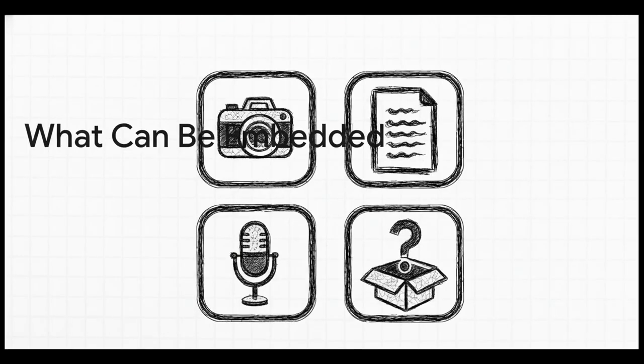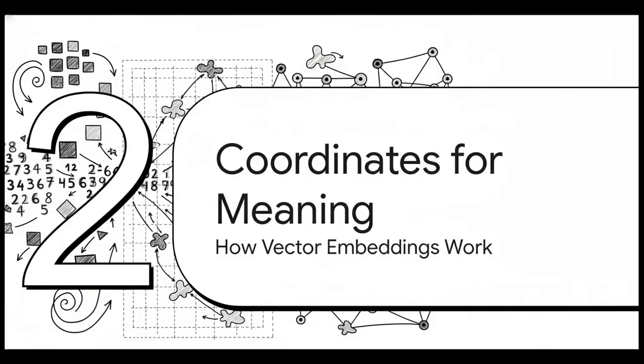And get this, the technique isn't just for pictures. The really cool part is that you can create an embedding for almost any kind of messy, unstructured data. We're talking entire text documents, audio clips, you name it. We can turn it all into these rich mathematical representations. Okay, so we're turning all our stuff into numbers. That's cool, but how in the world does a string of numbers capture meaning? Let's dig into how these vector embeddings actually work their magic.